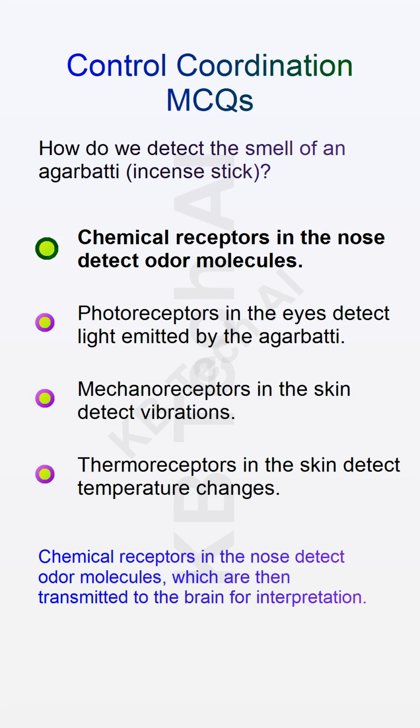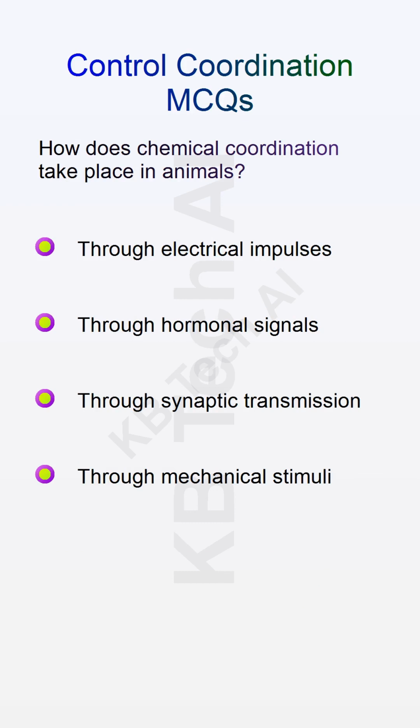The answer is Option 1. Chemical receptors in the nose detect odor molecules. How does chemical coordination take place in animals?